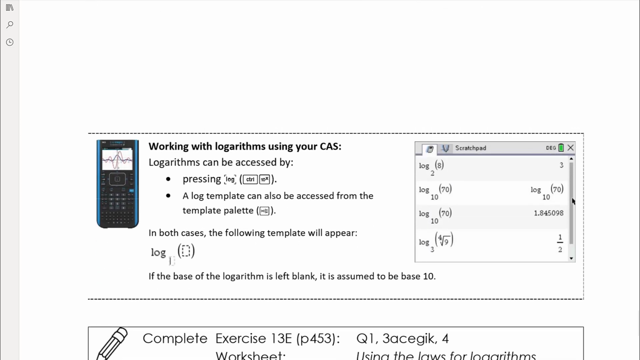When you're using your CAS to work with logs, there is a log button. Well, you press Control 10 to the power of x, it's above there, and then you simply enter the base in the box for the base and the other number in the brackets. If you leave the box for the base blank, it will assume base 10. So yeah, that's where you're going to go to enter your logarithms.